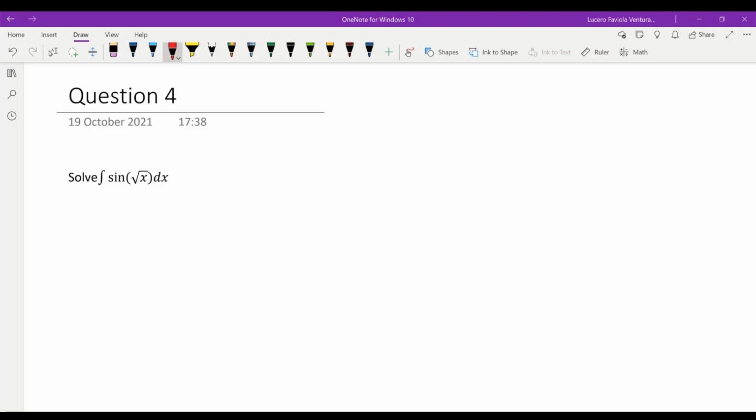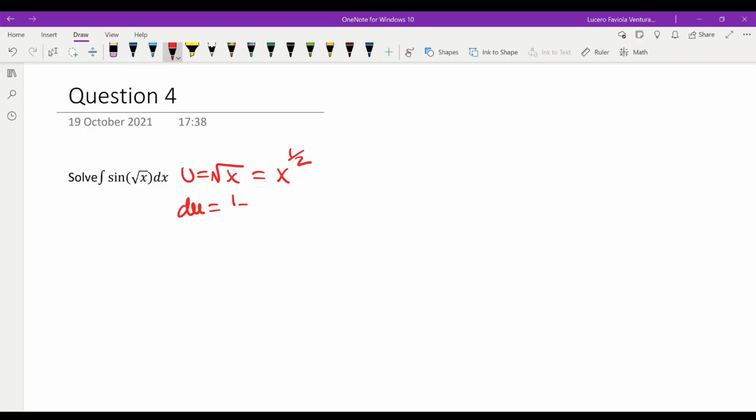This is exam 1, question 4. It asks us to solve the integral of sine square root of x dx. So for this, our first step will be to do a u substitution for the square root of x, or in other words, x to the 1/2.